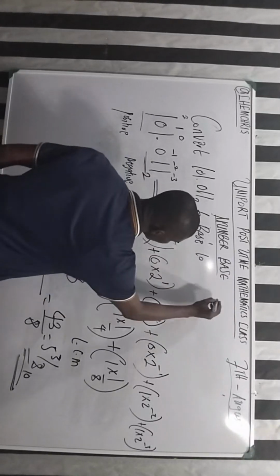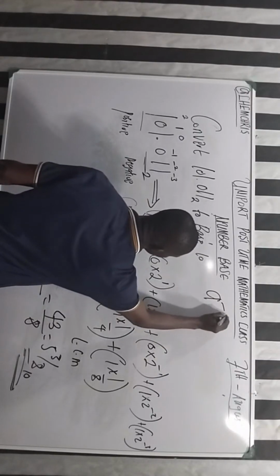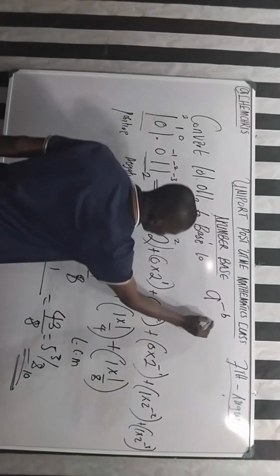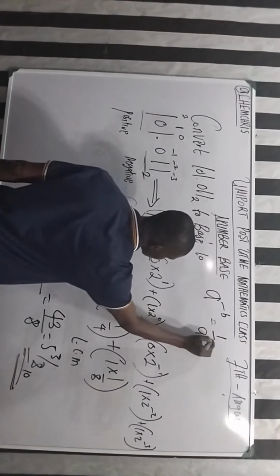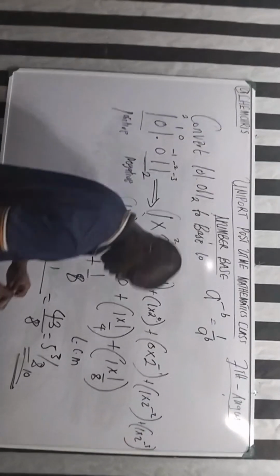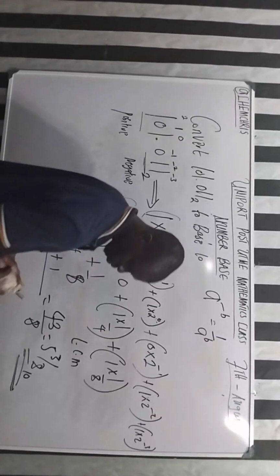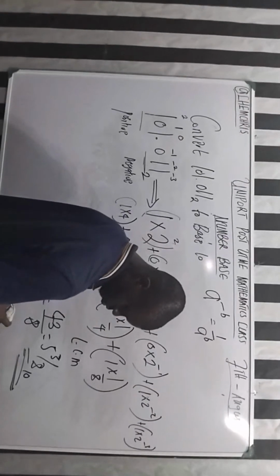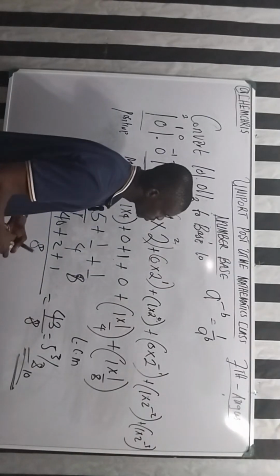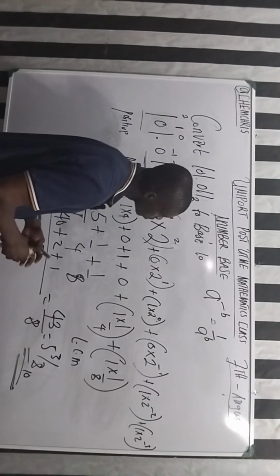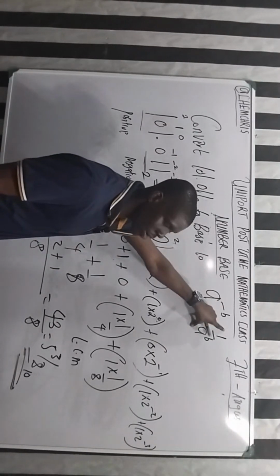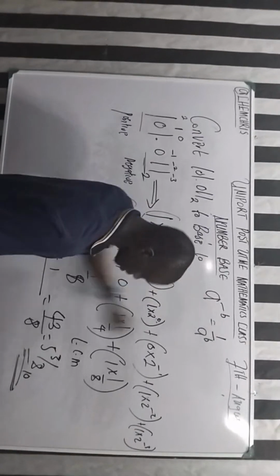We have it like this: a raised to power minus b. Now, to remove this minus here, you have 1 over a raised to power b. So we have this minus here, right? To remove it, we have this one. So that's why you want to learn indices. Indices is very, very important.